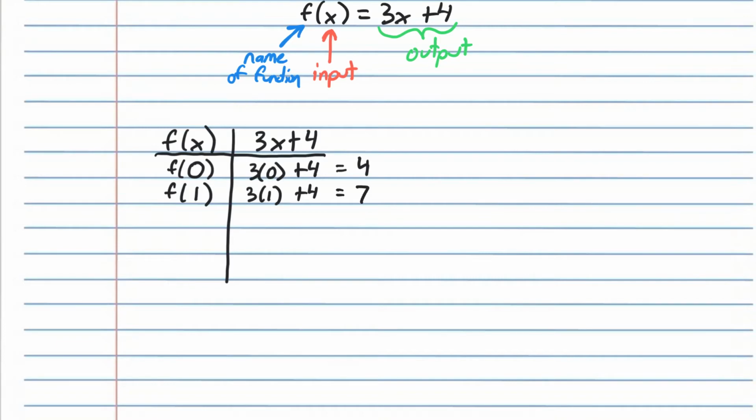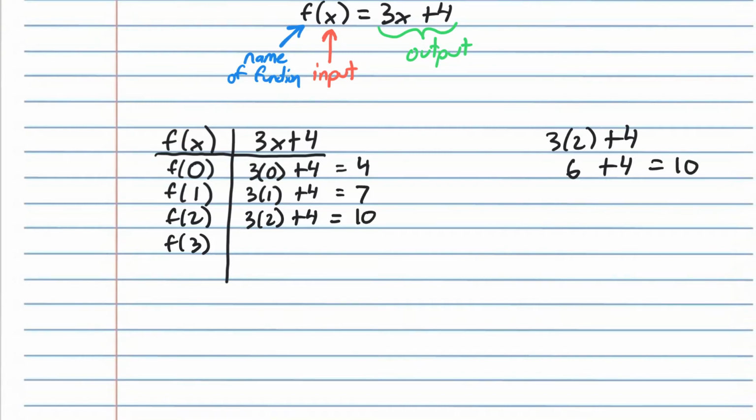Let's keep going. Let's do f of 2. So 3 times 2 plus 4. Again, if you need to do it off the side, you can go over here. 3 times 2 is 6. 6 plus 4 gives us 10. Don't be afraid to go off to the side and do the work there. Just make sure you bring it back to the table.